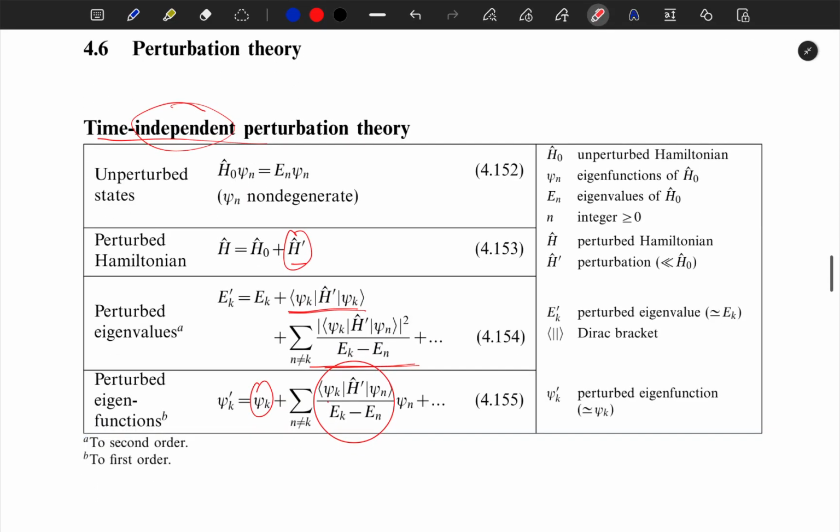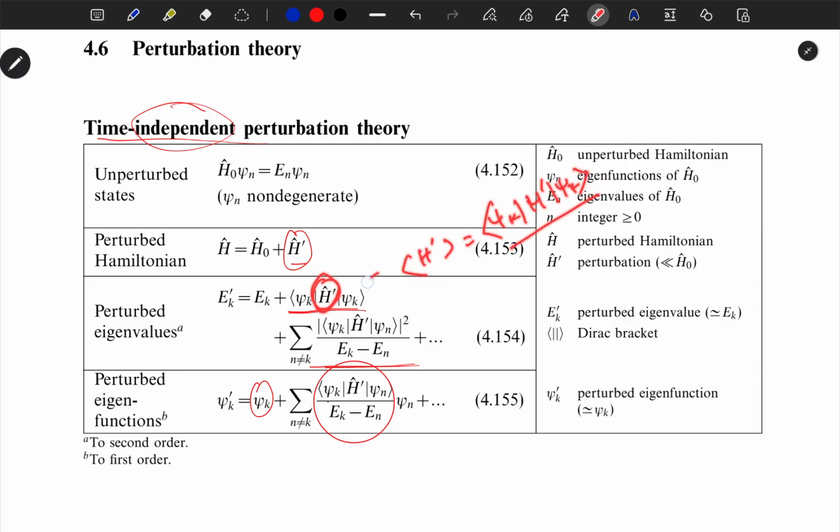Now perturbation theory, this is time independent perturbation theory. So in that case energy is a constant, doesn't depend on time. So H operating on psi n will give En times psi n. So if the perturbed Hamiltonian is H0 plus H dash, where H dash is the perturbation, the perturbed energy eigenvalue will be the unperturbed value plus the expectation of H dash. So expectation of H dash will be psi k H dash psi k.